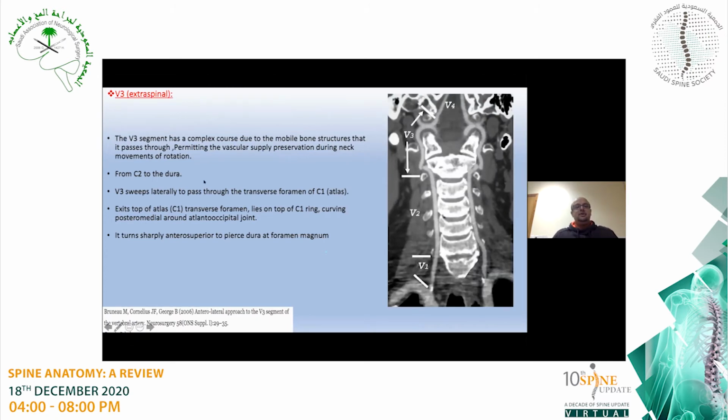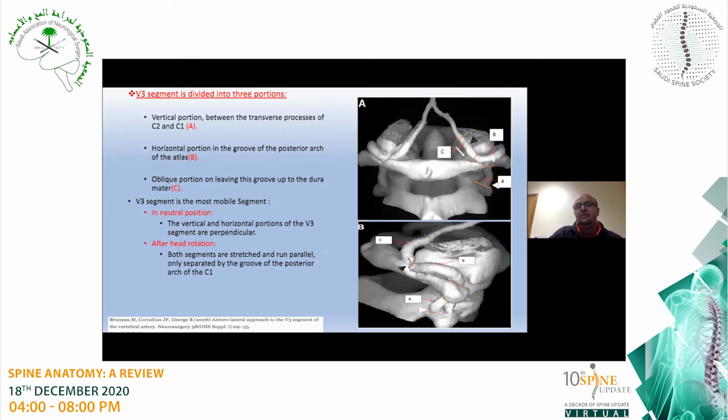The V3 segment, I think, is the most complex segment of the vertebral artery, and it has a complex and mobile course because it allows mobility within the bone structure, allowing the vascular supply to be preserved during neck movement, especially rotation. It extends from the C2 transverse foramen and goes up in 3 segments to end up piercing the dura to continue as V4. It's described in 3 segments, as you can see here.